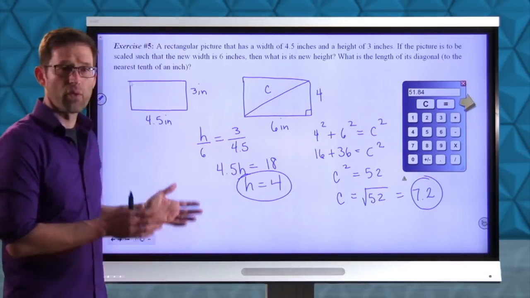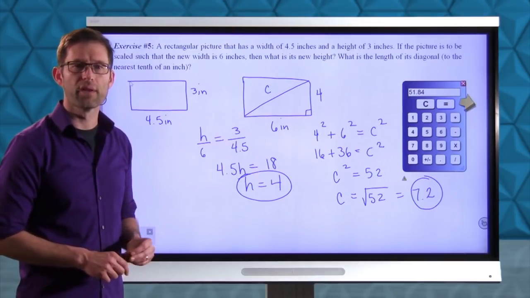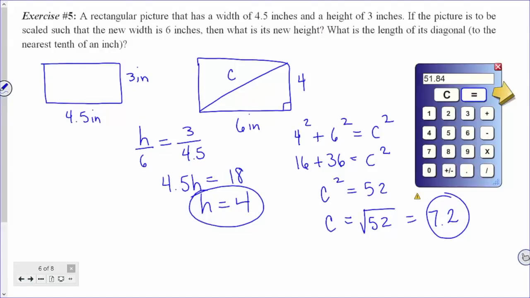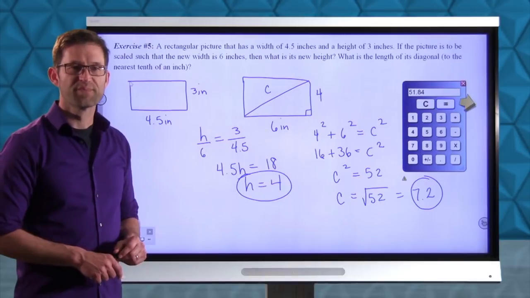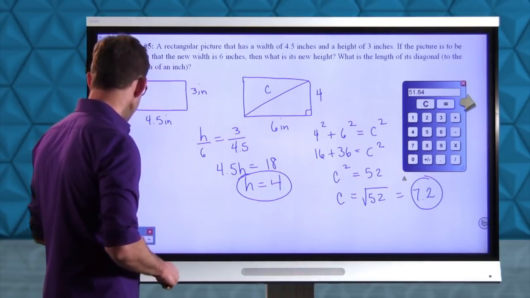All right, let me step out of the way again. Pretty easy problem, but write down anything you need to. All right, let's keep going.